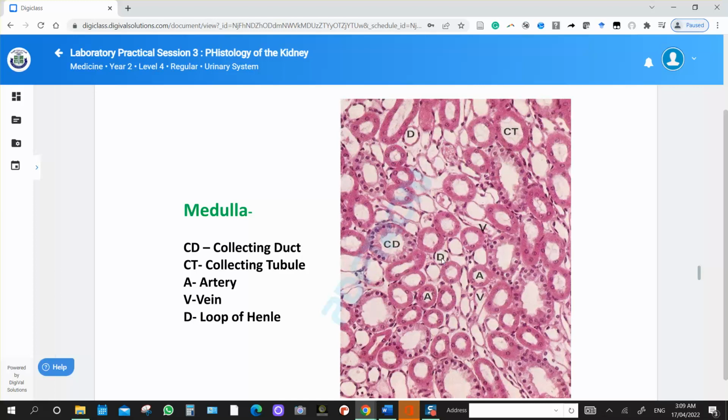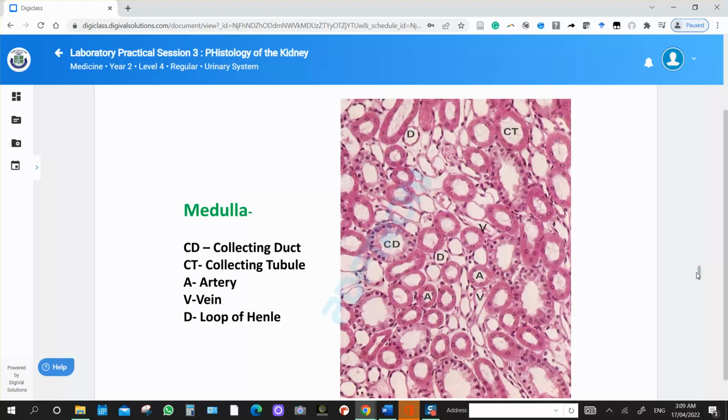And then you have D, which indicates the loop of Henle. The loop of Henle has two parts: the thin limb and the thick limb. The thin limb is simple squamous epithelium. The thick limb is simple cuboidal epithelium. Then the artery and the vein. The artery is thicker, whereas the vein is thin.